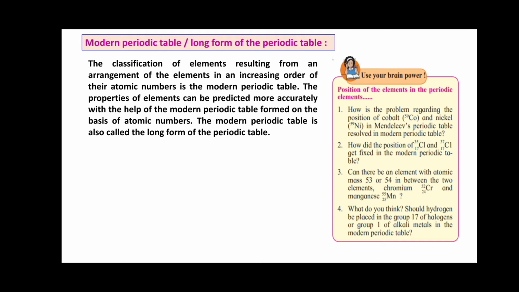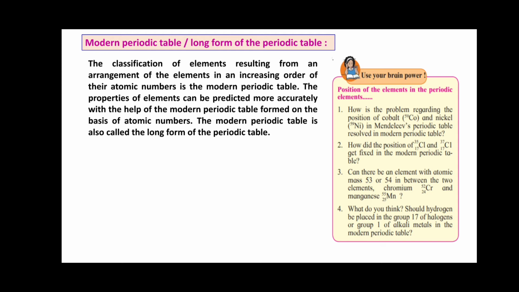Friends, in the modern periodic table, the elements are arranged in order of their increasing atomic numbers. Each element differs from the successive elements by 1 unit. Chromium 24, Cr 52 having atomic number 24 and manganese 25, Mn 55 having atomic number 25 differ from each other by 1 unit. Hence, there can be no element with the atomic numbers 53 or 54 in between the two elements. So, chromium 24 Cr 52 and manganese 25 Mn 55.